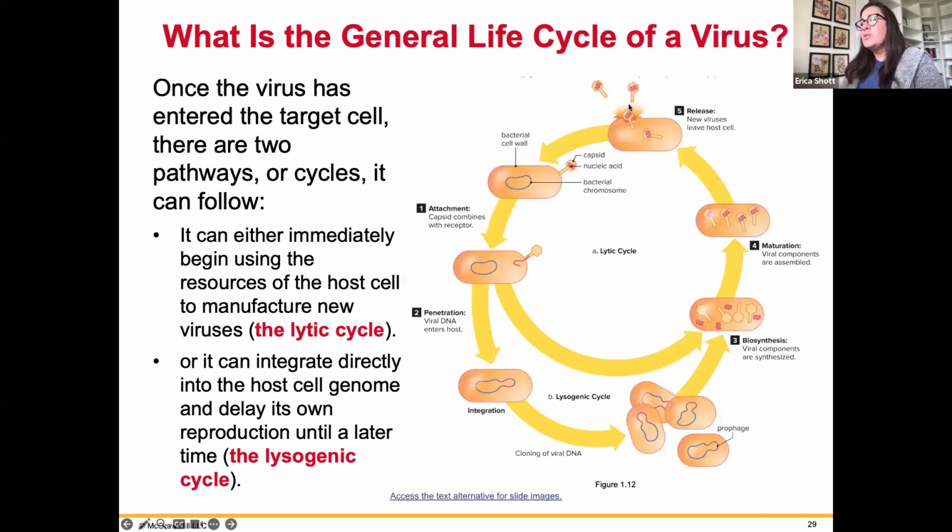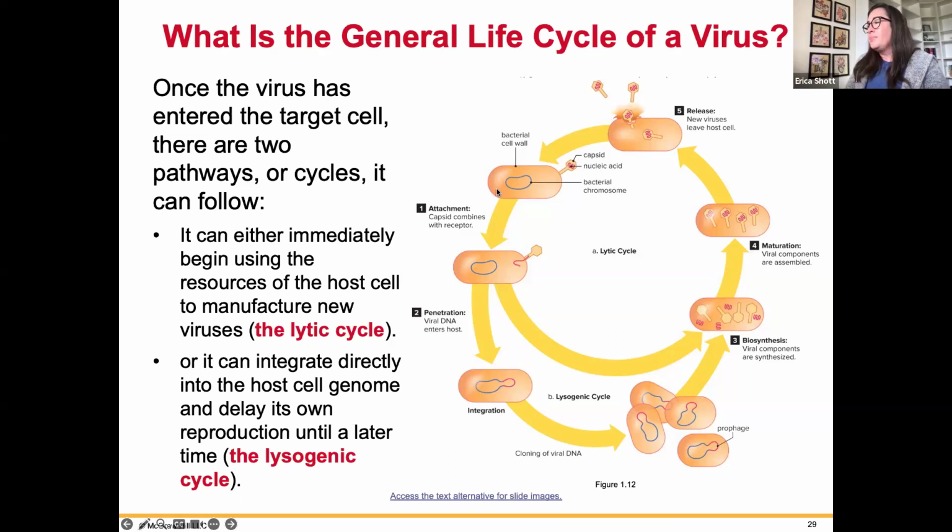So in general, once the virus has landed on the surface of the target cell, it's got to get in. And then once it gets in, it is going to follow one of two pathways. So it will either follow the lytic cycle, which is where it can immediately begin using the resources of the host cell to manufacture new viruses. So it just comes in, inserts its DNA into the host. It starts making copies of that virus, of itself, basically. And then here at this phase here, maturation, you see they're assembled and then they are released.